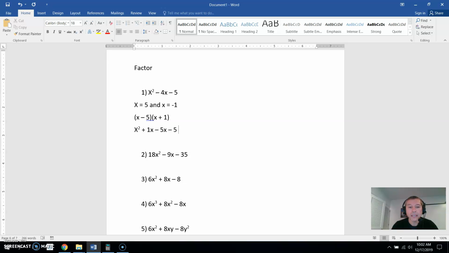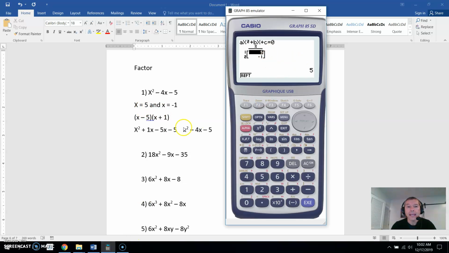And then if you combine the like terms, we get x squared, and 1x minus 5x is minus 4x. So we'd have x squared, then we'd have minus 4x, and again that's from combining the 1x minus 5x, and then we have that minus 5 right there. And so you can see that's exactly the problem we started off with. This is just checking it. But you get your solutions off the calculator, and then you just move your values to the other side of the equation, which changes the sign.